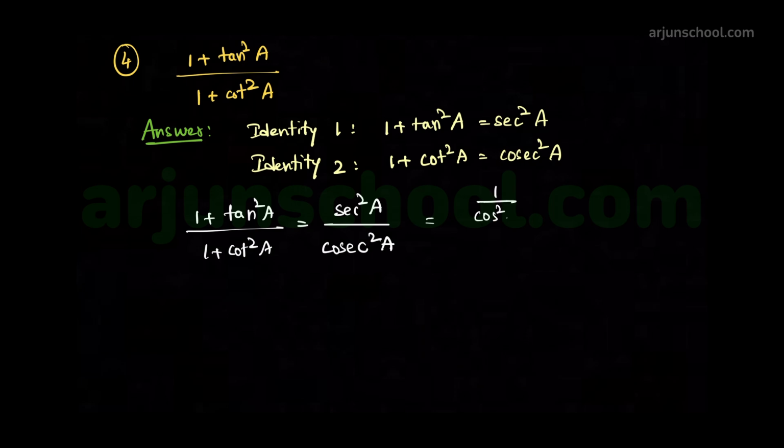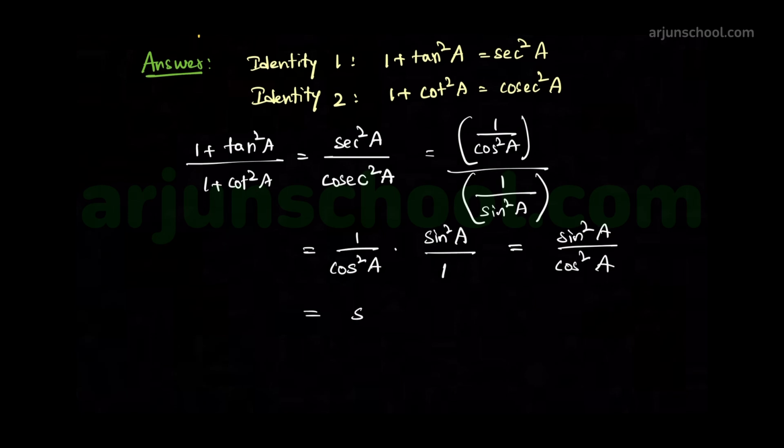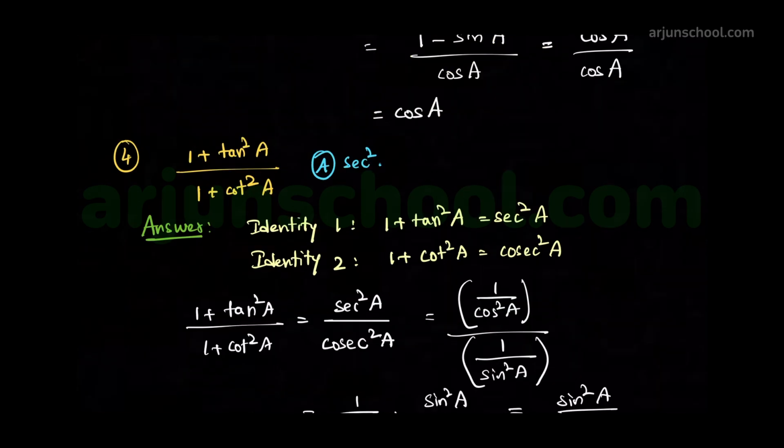The numerator is 1 by cos square A, and the denominator can be written as 1 by sin square A, which is equal to 1 by cos square A times sin square A by 1, which is equal to sin square A by cos square A, which is equal to sin A by cos A whole square, which is equal to tan square A. Therefore, the correct option is option D, tan square A.